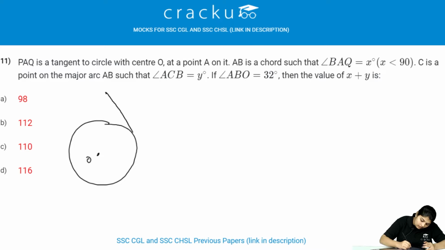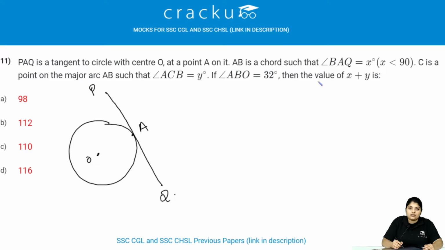Therefore, P, this is A and this is Q. AB is a chord such that BAQ is equal to x degrees. AB is a chord. Put it here. Such that BAQ is x degrees. So, this total angle is x degrees, which is less than 90 degrees.